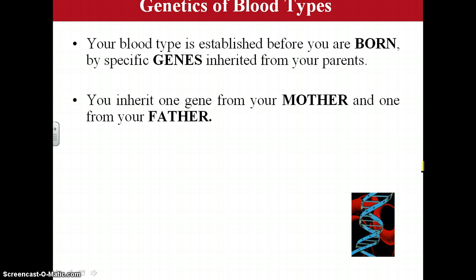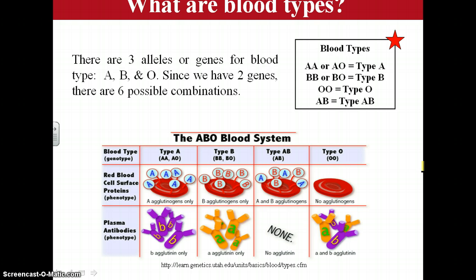Your blood type is established before you are born by specific genes inherited from your parents. You inherited one gene from your mother and one from your father, and the combination of the two is what gives you your specific blood type. There are three alleles or genes for blood type, A, B, and O. Since we have two genes, there are 6 possible combinations for your blood type. There are 4 major blood types. You can have type A, type B, type AB, or type O.